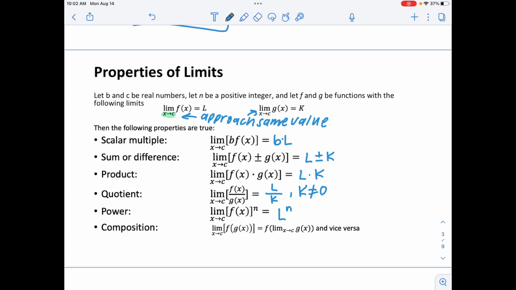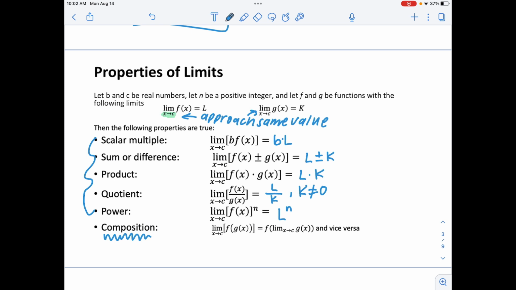And the last one is different. The reason I highlighted this and I did those review problems is these are all really similar to the properties you would use to evaluate a function. But composition is different. You aren't just finding the limit of the inside and then using that to find the limit of the outside.